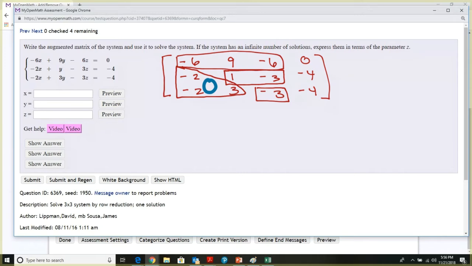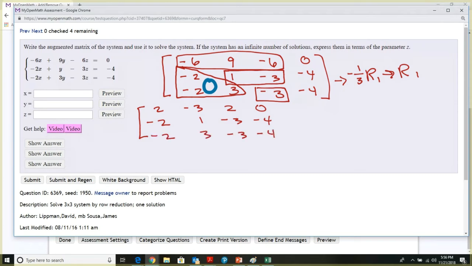Okay, so what we're going to do is use our elementary row operations to make that happen. I really should have changed the order of them here. Notice that first row, we could simplify that very quickly by just dividing everybody by -3. So really, we're going to multiply row 1 by -1/3 and get ourselves a new row 1. So dividing by -3, that'd be a 2, a -3, a 2, and a 0. Then -2, 1, -3, -4, and -2, 3. Notice we didn't change any of the other rows, just the first one.